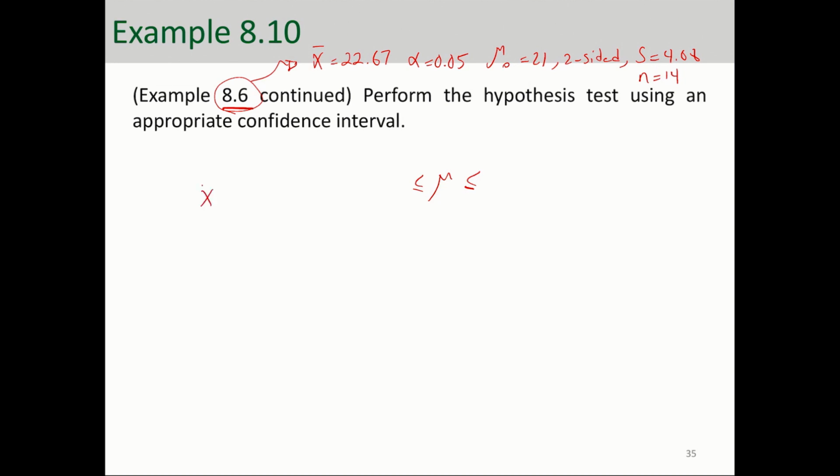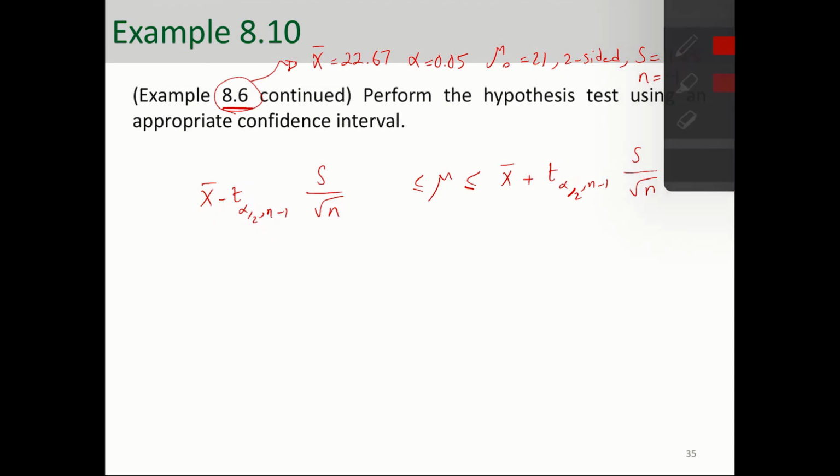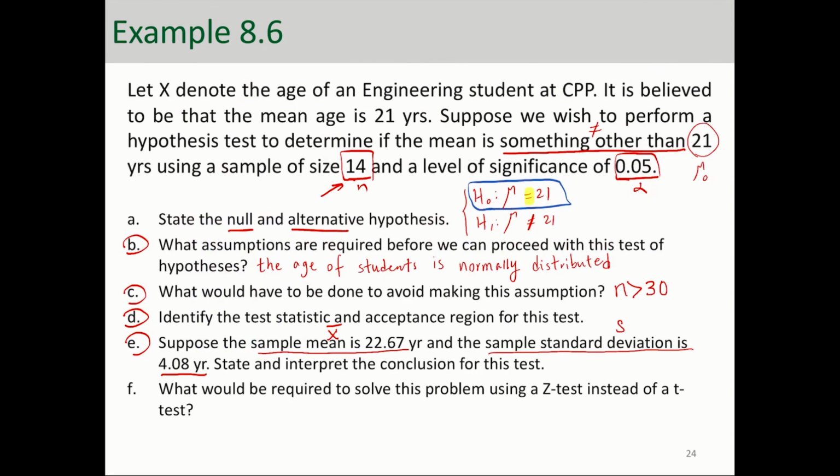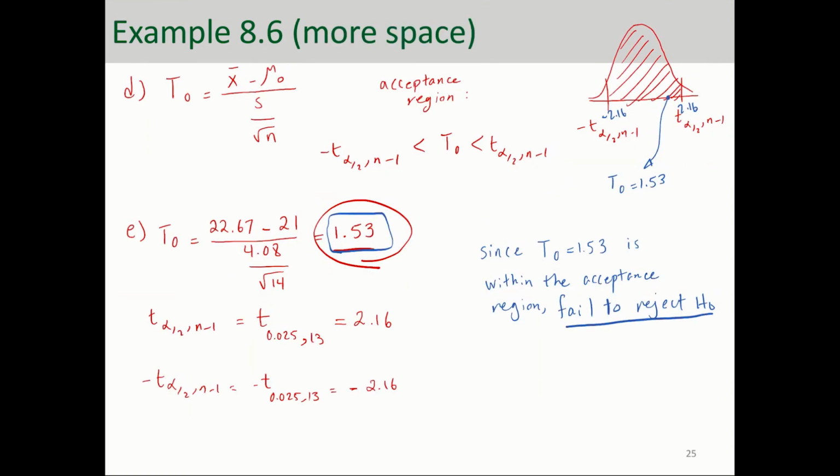The lower confidence limit is x bar minus t of alpha over 2, n minus 1, times s over square root of n. And here is x bar plus. Now, replacing all those parameters in there, you have the x bar, you have the t-value. The t-value that we want here is going to be t of 0.025 and 13, which we read from the t-table before, and that is 2.16.